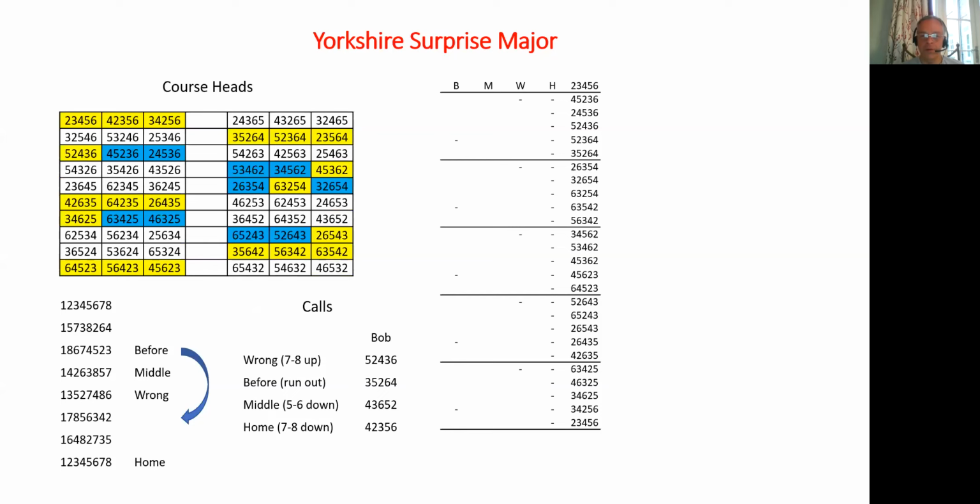So what we end up with is the composition looking like this. Here I've written the first bob at wrong, followed by the 3 consecutive bobs at home. Then we have the bob before and the 2 bobs at home. That gives us our part. Highlighted in blue on the table on the left are the extra courses that we've gone into by calling these 3 bobs at home.